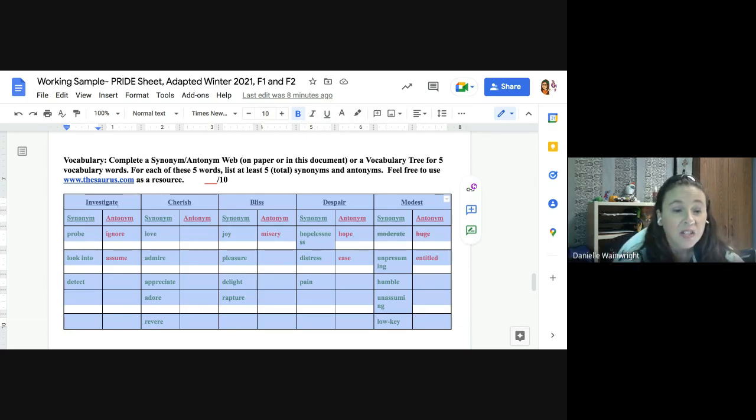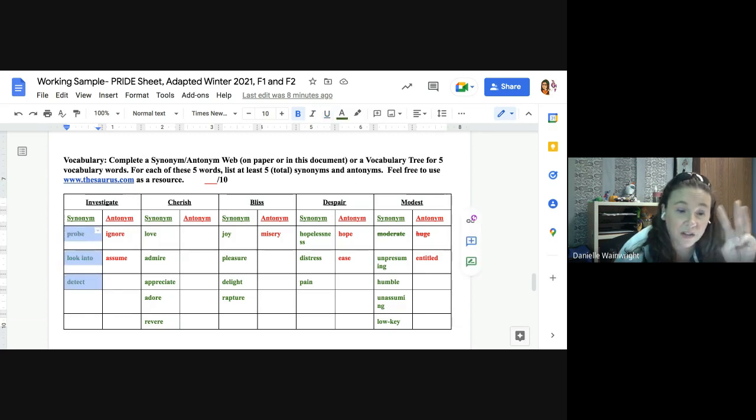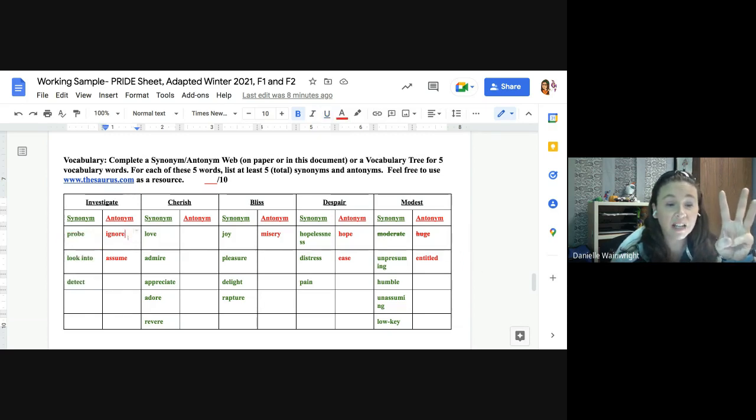Okay, so for example, my character investigates. It's a murder mystery. So synonyms for investigate are probe, look into, and detect. 3. And then antonyms are ignore and assume. So now I'm at 5.